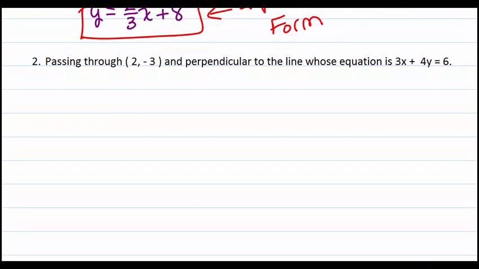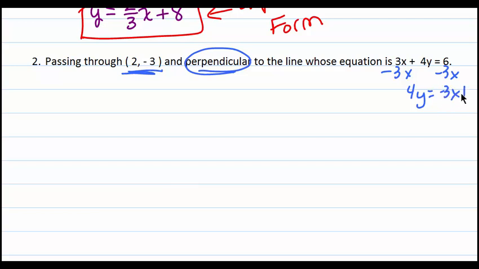All right, so now it says passing through (2, -3) and perpendicular to the line whose equation is 3x plus 4y equals 6. All right, so once again, I have a point. This time it says it's perpendicular, so I know I need two things, opposite and reciprocal. So therefore, first thing I'm going to do is subtract 3x from both sides. I have 4y equals -3x plus 6. Divide everything by 4. All I want here is my slope. My slope is -3/4.